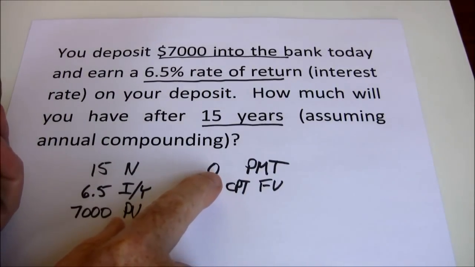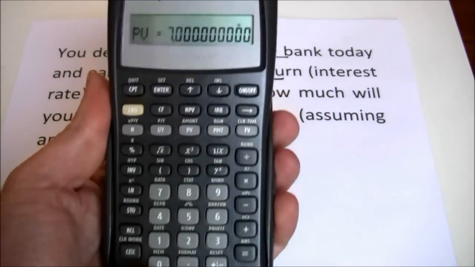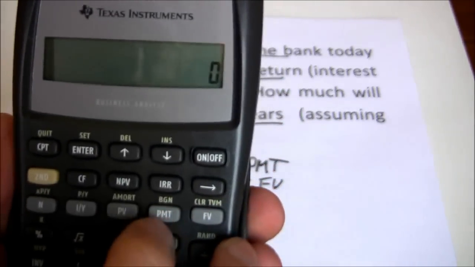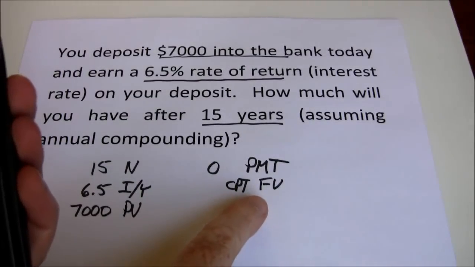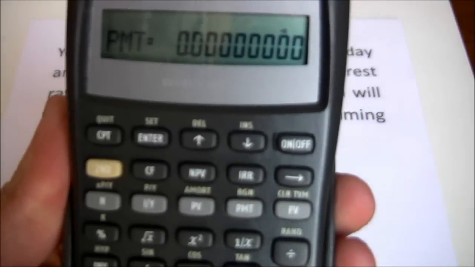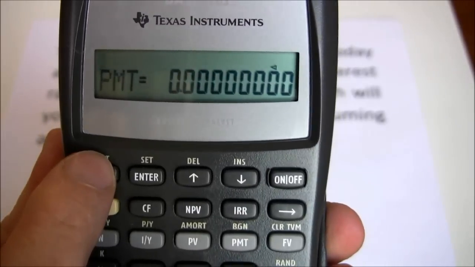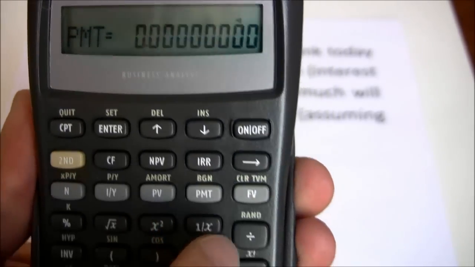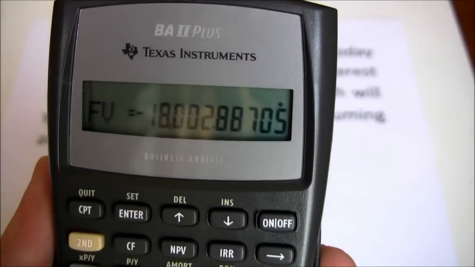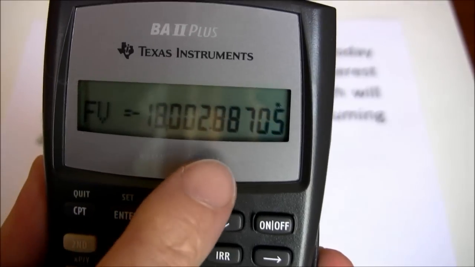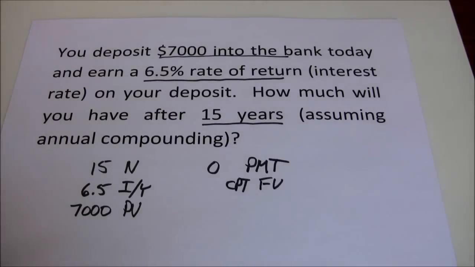We're not using the annuity stream, but we want to make sure the calculator doesn't have anything in there, so we want to zero that out. So just 0 and press that PMT. Now the last thing we're going to do is solve for our future value. We need to compute that. The compute is up here in the corner. See that CPT? You want to press that first. Once you've pressed compute, then go down to the future value. Press that and you'll get your answer, $18,002.89. So let me just write that down.